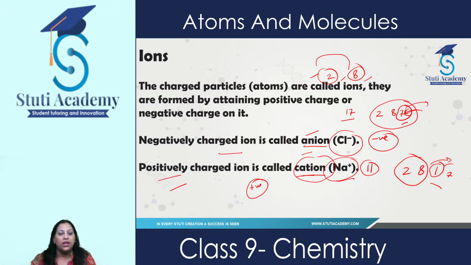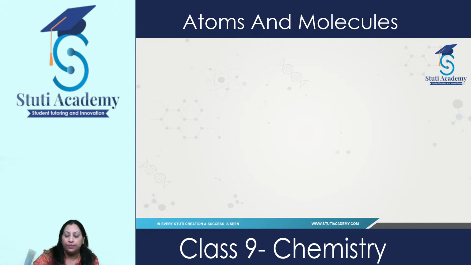Here in both cases, they are losing 1 electron only and gaining 1 electron. That's why they have Na plus and Cl minus only. But if we take an example of another element, suppose we have aluminium, whose atomic number is 13. I'll write its electronic configuration, which is 2, 8, 3.